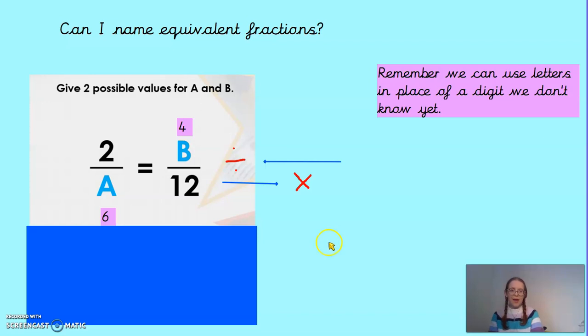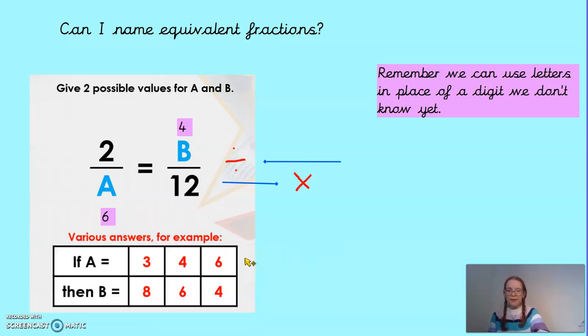Okay, have you got some options for me? Okay, so if A is 3, then B is going to be 8, because 2/3 will become 8 over 12, or 8/12, and so on. The same with these ones.